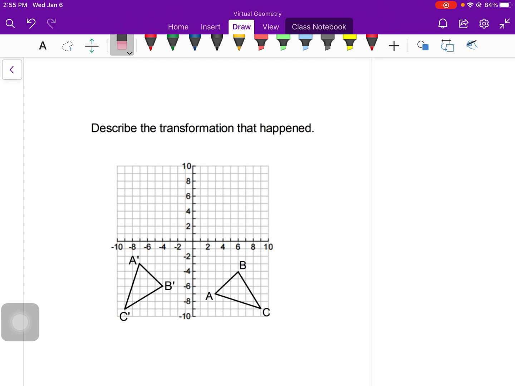All right. Well, if it was a reflection, this doesn't really work out very well because B is pointing up, and now it's pointing to the right. A is pointing up, but it's now pointing to the left. C is pointing roughly down still, so it's not a consistent thing. So it's not going to be a reflection. That means it's going to be a rotation. So describe the rotation or transformation that happened. I'm going to say this is a rotation. And now I need to figure out how many degrees.